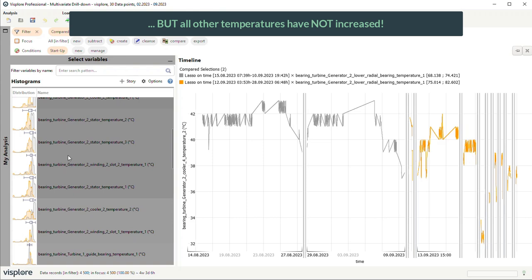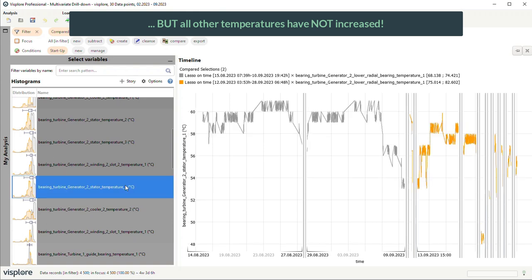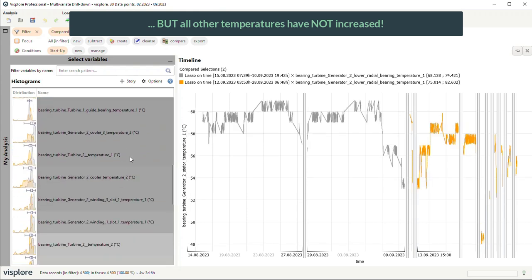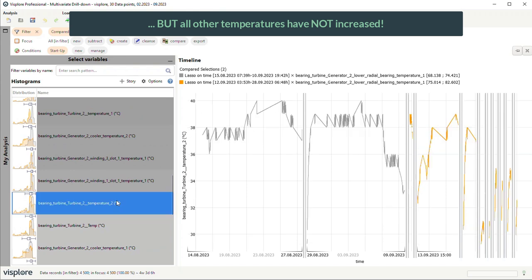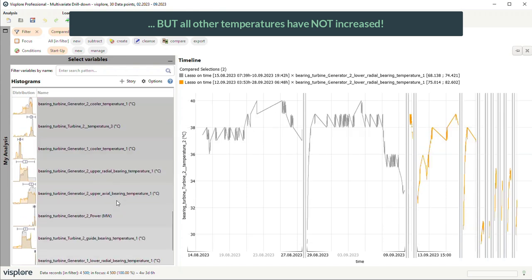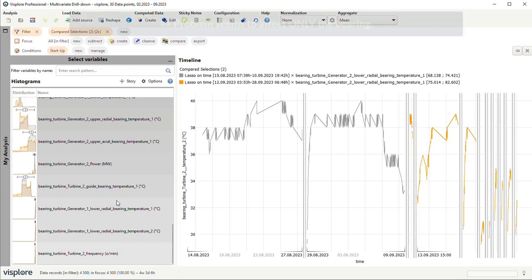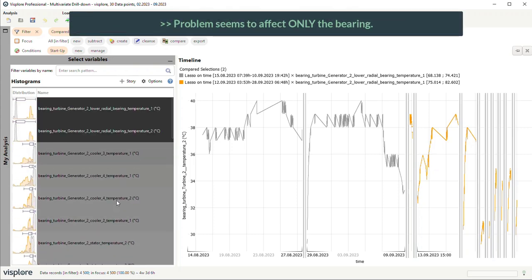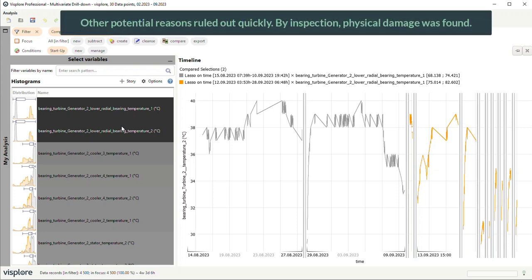For example, the cooler temperature. They stayed constant or even went down. And that means all parts around the bearing did not heat up. Only the bearing has heated up. And this helped the engineers conclude that the problem is with the bearing itself. All these comparisons can be done within a few clicks in Visplore.